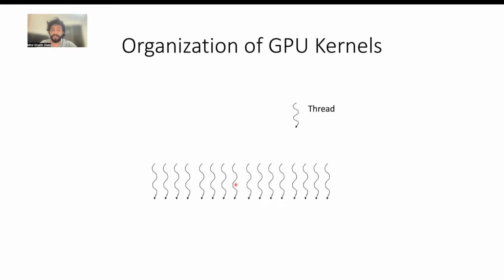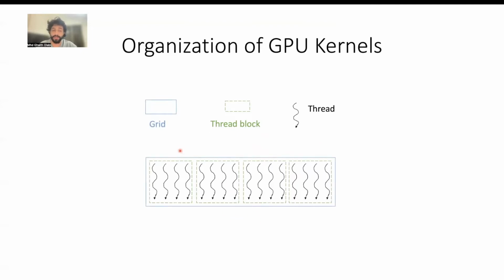A typical program running on the GPU is usually called a kernel, and a kernel is essentially a set of threads, which are the workers, if you will, that would be executing the parallel work on the GPU. These threads are grouped into thread blocks, and a collection of thread blocks is called a grid.